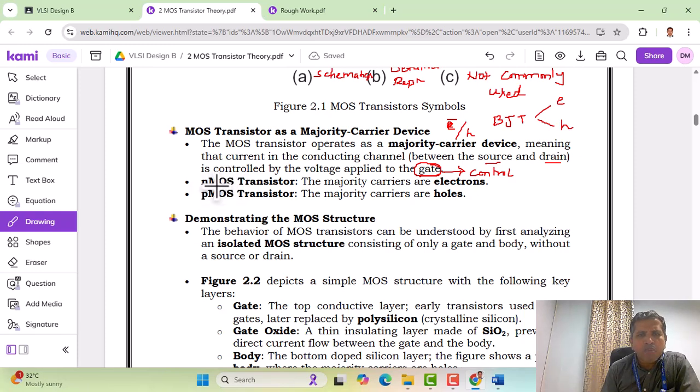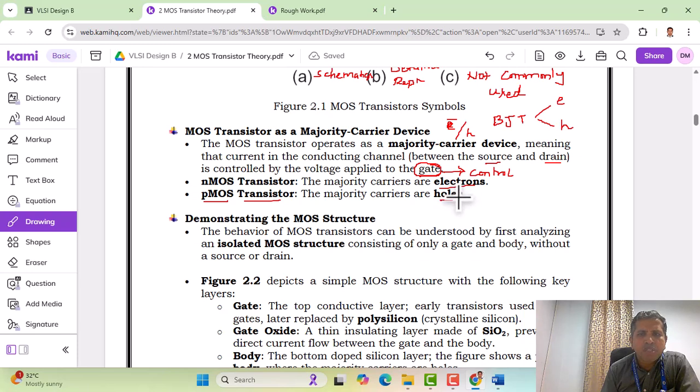Now let us look at the NMOS transistor. We have two types of MOS transistors. NMOS can also be called an N-channel metal oxide semiconductor field effect transistor. In this NMOS transistor, the majority carriers are the electrons. So electrons are responsible for the current flow in the NMOS transistor. The more electrons, the more current flows, and the fewer the electrons, the less current flows in the NMOS transistor. Similarly, in the PMOS transistor, the majority carriers are holes.